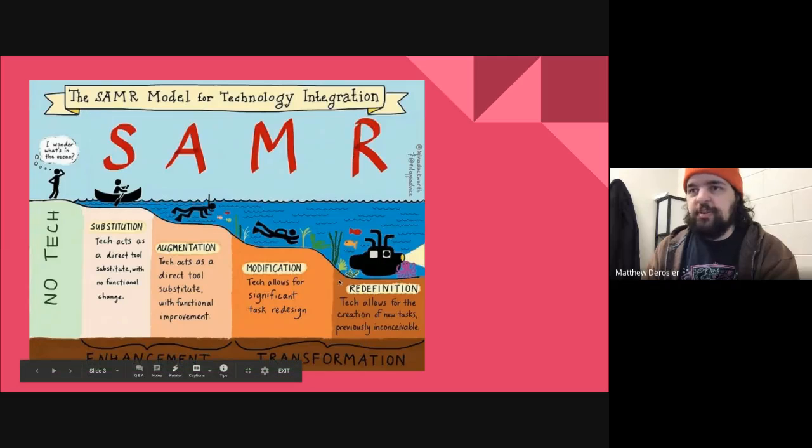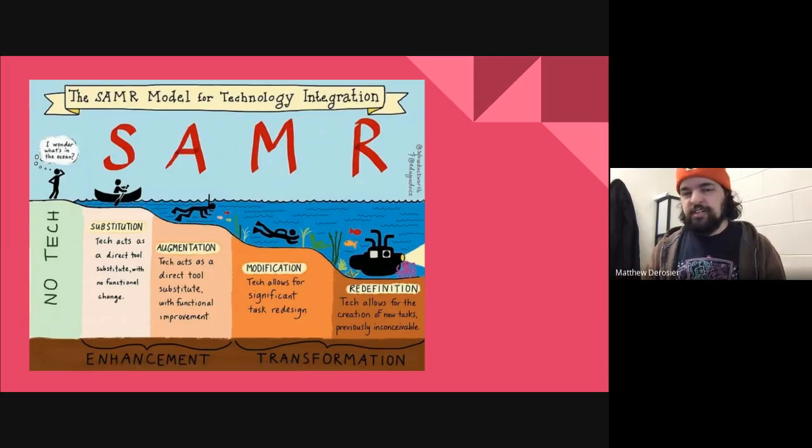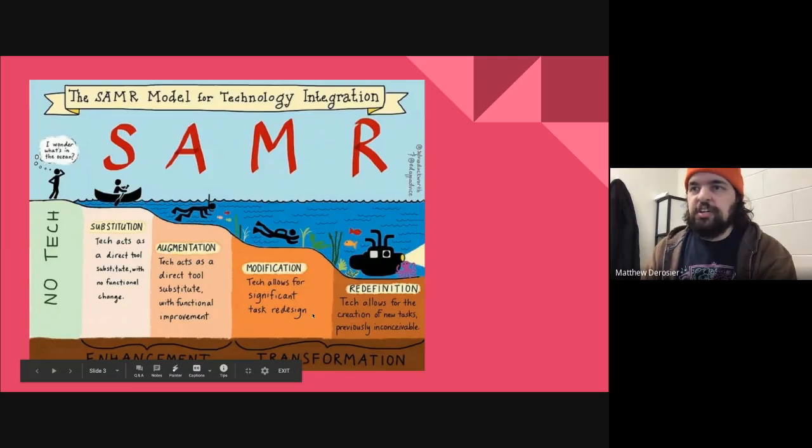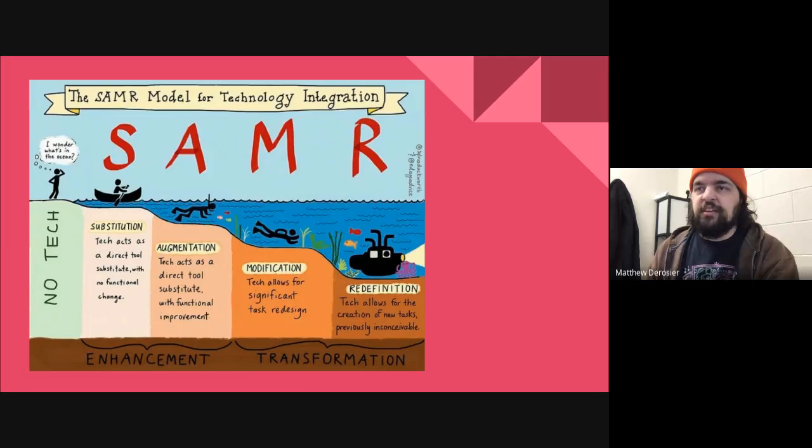Once we get into transformation, we're starting to talk about things that we're doing that we couldn't do without the technology that's available to us. Modification, we're talking about significant task redesign. The technology allows us to really recreate the tasks that we have planned and make them a little bit more like what you would see out in the wild, out in the workplace.